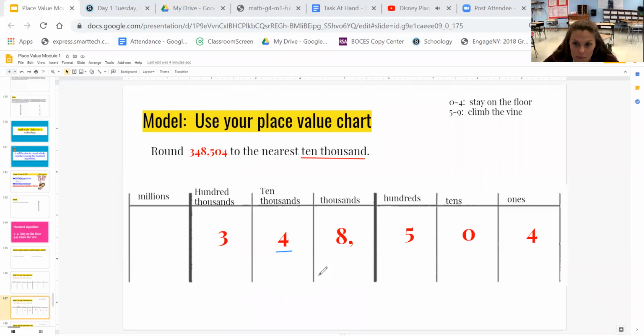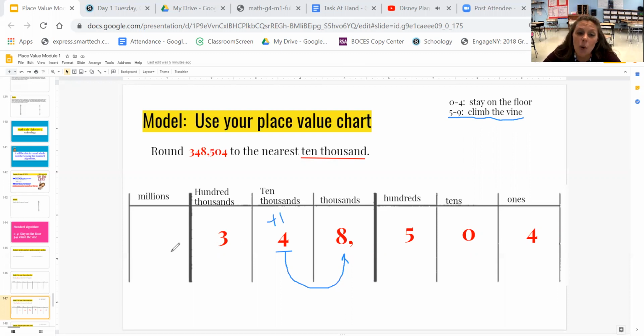Okay, so the riddle, 0 to 4, stay on the floor. Because we're rounding to the 10,000s place, we underlined it. Now we're going to look to our right. So let's look at the place value to the right. And this is where we say our riddle. If the number is 0 to 4, this that we underline is going to stay on the floor. If it's between 5 and 9, we're going to climb the vine. So I see that this number is an 8, which tells me we're going to climb the vine. This number here is going to climb. It's going to get bigger.